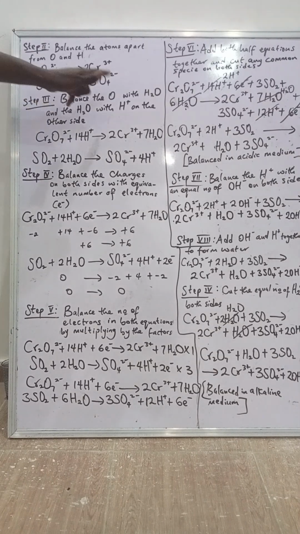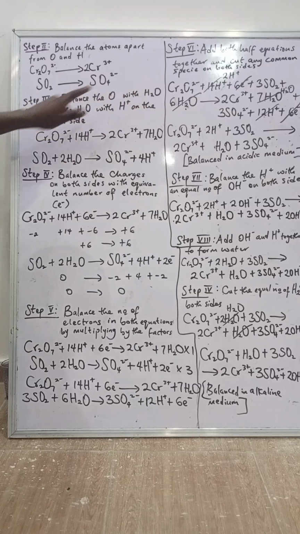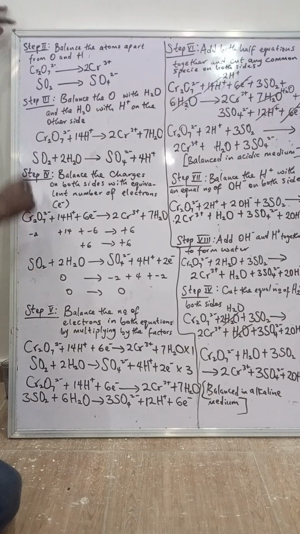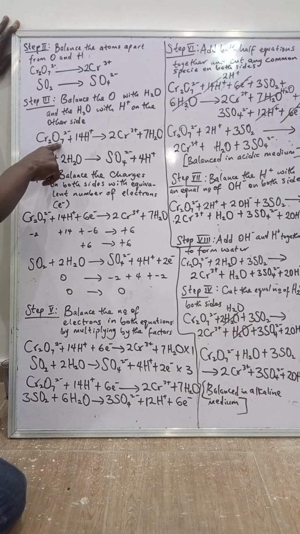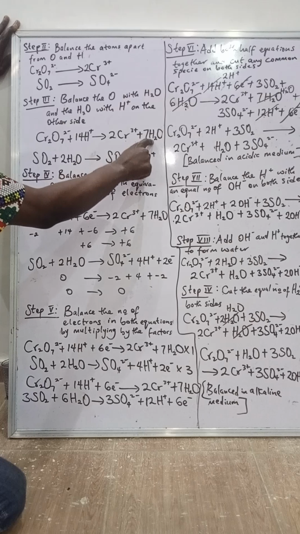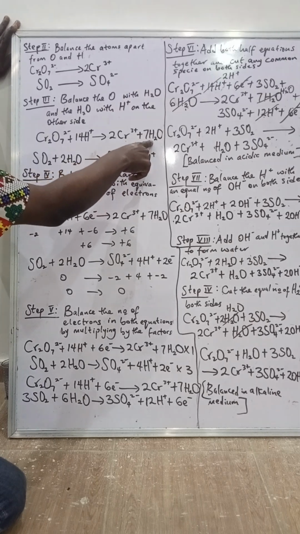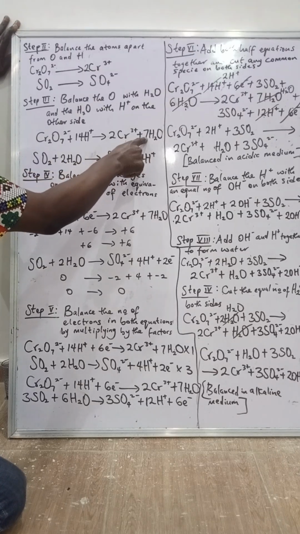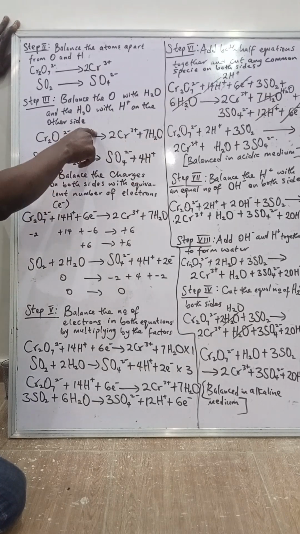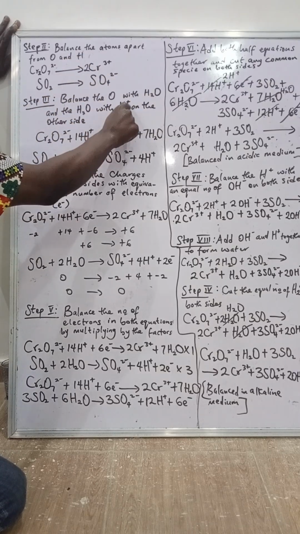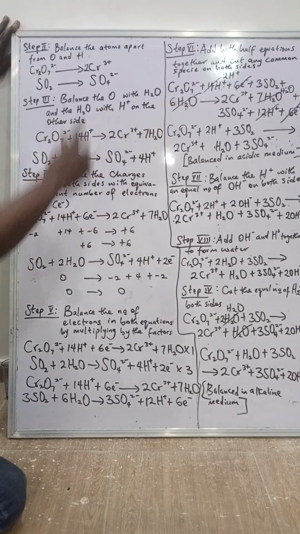Step 3. Balance the oxygen with water on the other side, and the water with hydrogen ion on the other side. So here, don't forget, we are doing the 2 half reactions simultaneously. Now, here we have 7 oxygen. So we add 7 water to the other side. Now, because we have added 7 water to this side, we automatically have 7 times 2, 14 hydrogen ion. Here, balance the oxygen with water and water with hydrogen ion on the other side, which is also called proton.